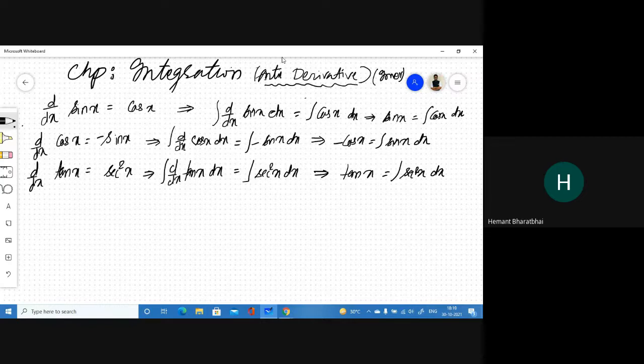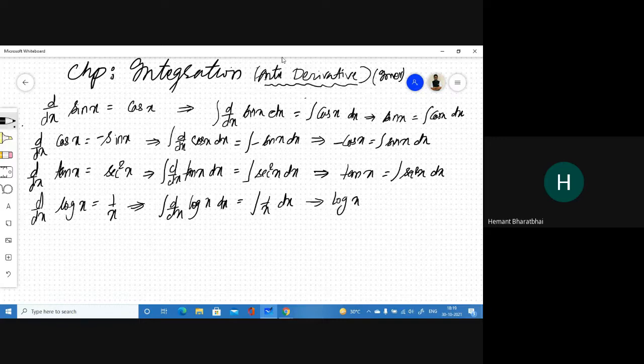Okay, derivative of log of x is equal to 1 by x. So again taking integration on both the sides, integration of d dx of log of x dx is equal to integration of 1 by x dx. So here the derivative and integration get cancelled out, so what remains is only log x. So I'll get log x is equal to integration of 1 by x dx. So derivative of log is 1 by x, so integration of 1 by x is log x. Okay.